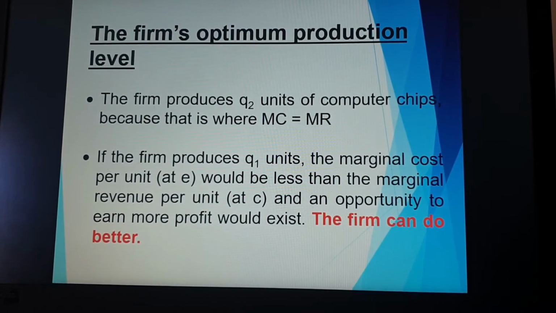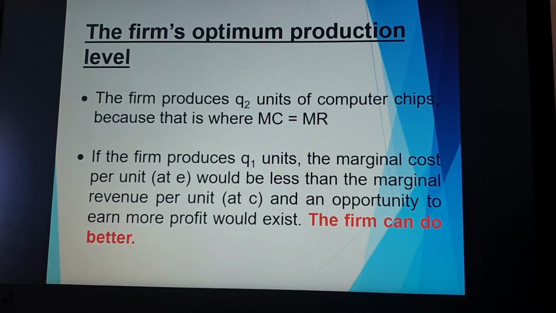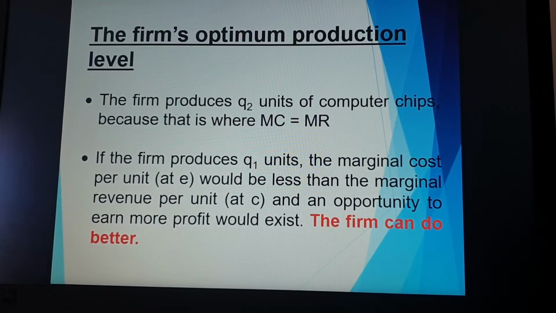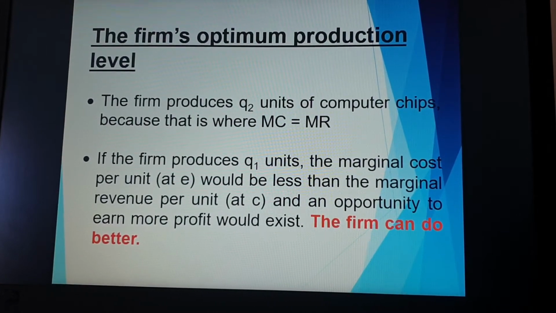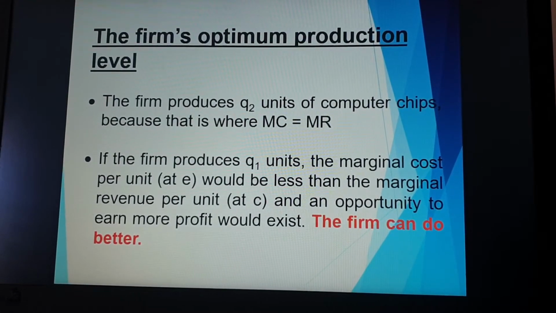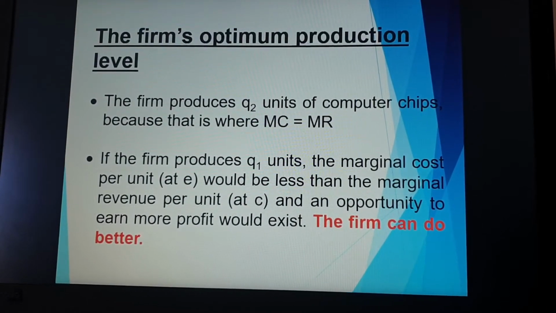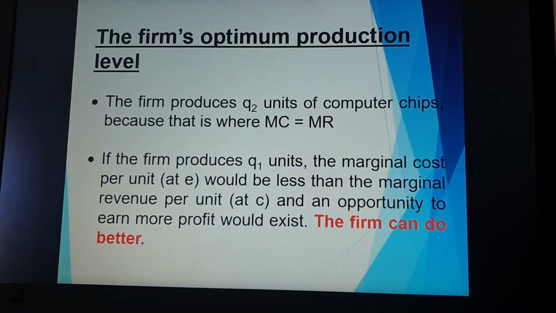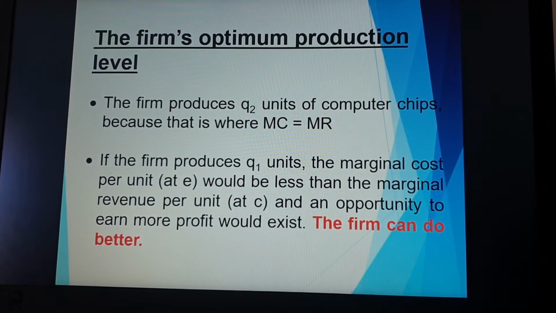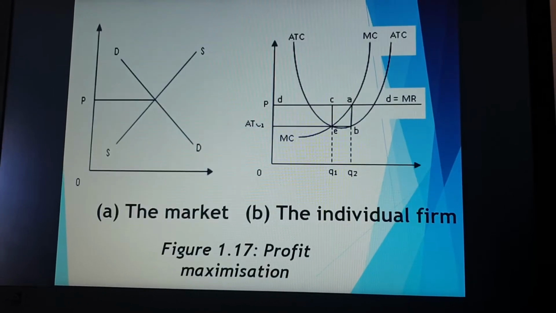equals marginal revenue, MR. If the firm produces Q1 units, the marginal cost per unit at point E would be less than the marginal revenue per unit at point C, and an opportunity to earn more profit would exist. In other words, the firm can do better. So they will not produce at point E and not produce at point C. They will produce where profit maximization happens, where MC equals MR.